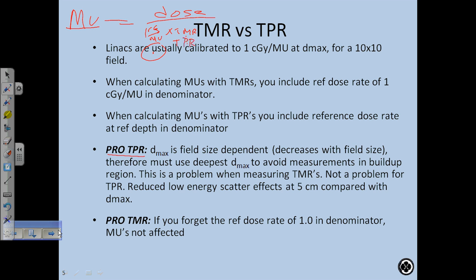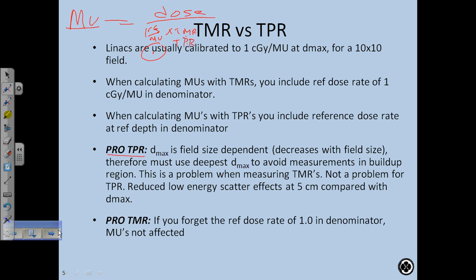Dmax gets shallower because of lower energy scatter off the jaws, and so that affects the depth of Dmax. That's a problem, because if we're measuring TMRs, and we say the Dmax for the machine is 1.5 for 6 MV, and we take our measurements, TMR is the dose at a certain depth divided by the dose at Dmax. But if the Dmax changes for the field size, we need to change our Dmaxes for the different field sizes, and then it becomes confusing. So that's a disadvantage of TMR.